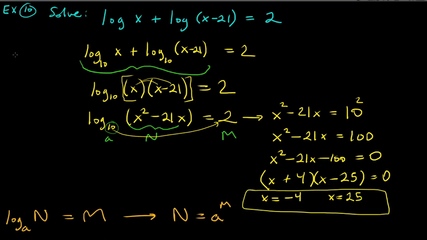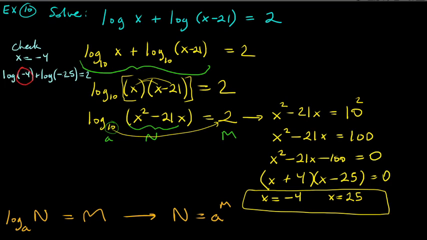But just like in the last problem, don't forget to check, right? So let me check way over here, I'm running out of space. Let's check negative 4 first. If we replace these x's in the original equation with negative 4, what do we get? We get log of negative 4 plus the log of negative 4 minus 21, which is negative 25, equals 2. But we can stop right here.